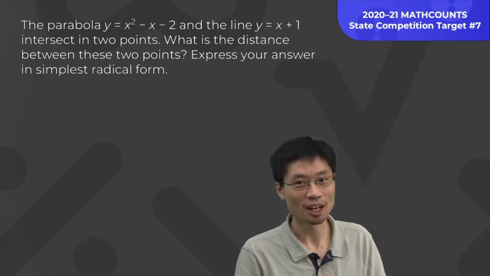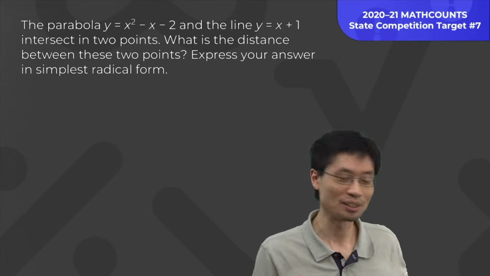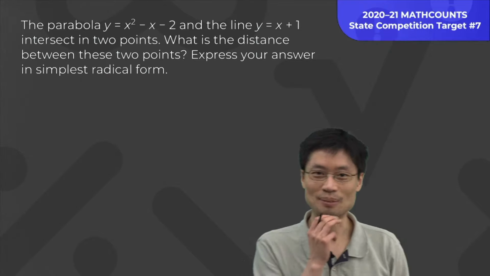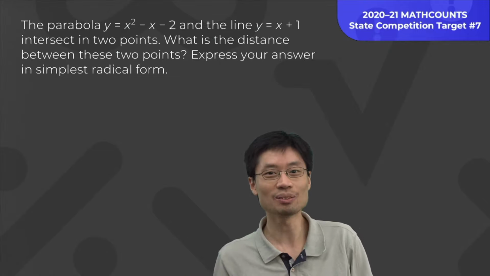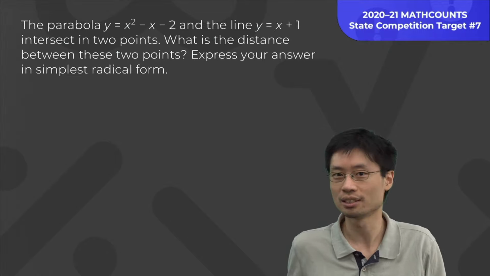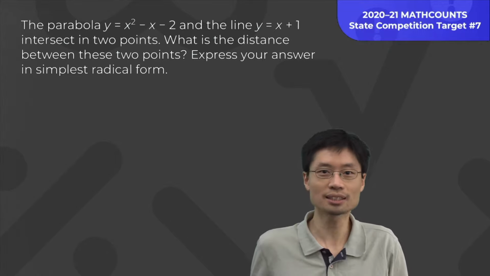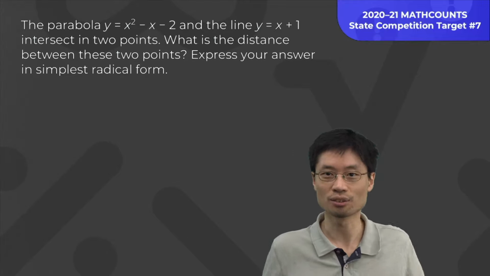Here we go. We're on the final last 2 questions that the mathletes get 6 minutes to solve. We have half an hour. Let's see if we can manage to solve them. Question 7, the parabola y equals x squared minus x minus 2 and the line y equals x plus 1 intersect in 2 points. What is the distance between these 2 points? Express your answer in simplest radical form.